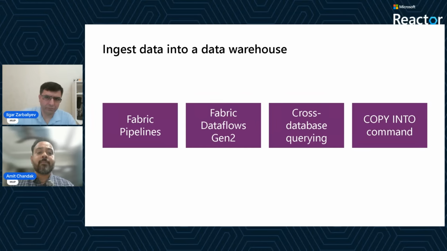Fabric Dataflow Gen2, if you are aware that we used to have Dataflow in the Power BI world, and the enhanced version is Dataflow Gen2, and that Dataflow Gen2 has more than 200 connectors from various sources. Then we have cross database querying, where you give the fully qualified name within your workspace. If you have permission, you can do that. And then there is the COPY INTO command, like if you have placed your file somewhere you have access to, you can do that.